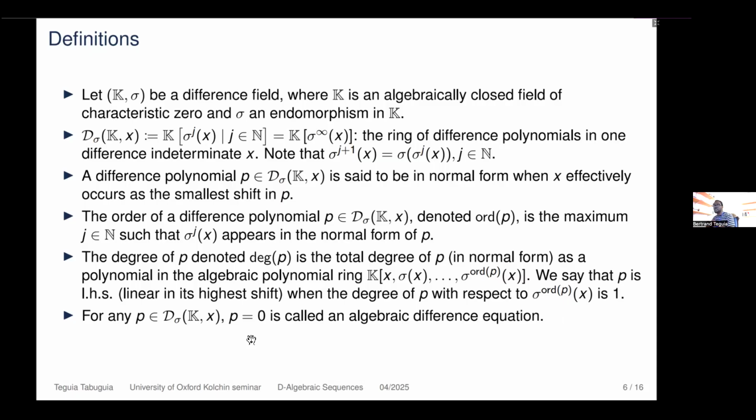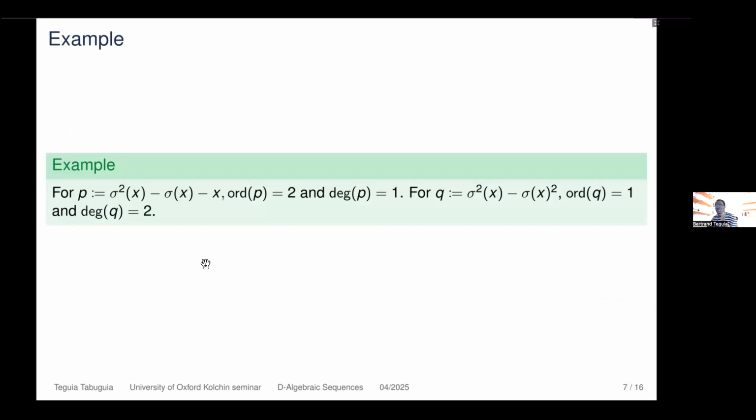Now, just to give an example, this P here is the difference polynomial for the Fibonacci sequence, sigma square X minus sigma X minus X. The order is 2, the degree is 1. Here we have another one. This is Q, but here we have sigma X as the minimal order. So we need to shift it back. So this will be like sigma X minus X squared, and the order is 1. The degree is 2 because of the 2 here.